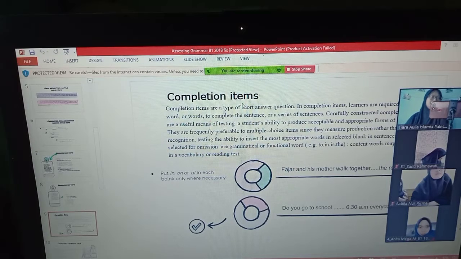The words selected for omission are grammatical or functional words. Example: to, in, is, the. Content words may be selected in a vocabulary or reading test.